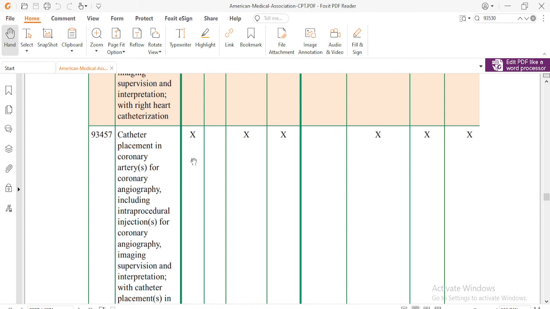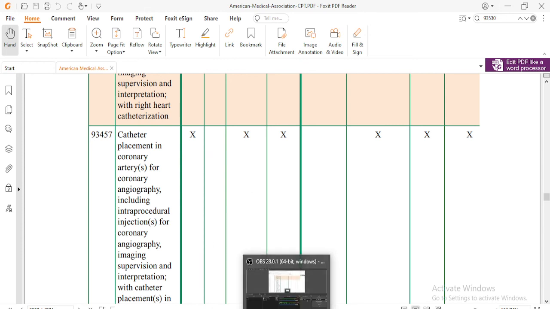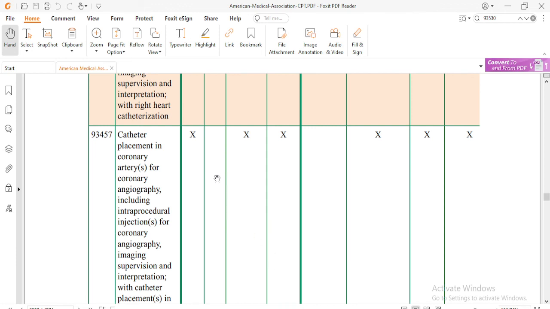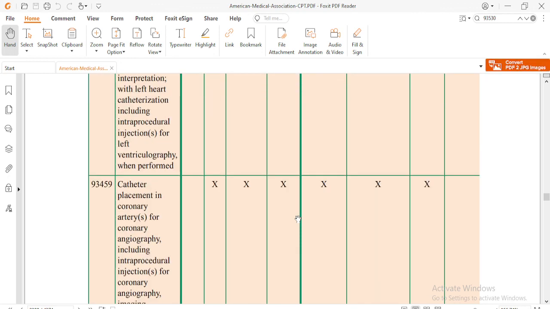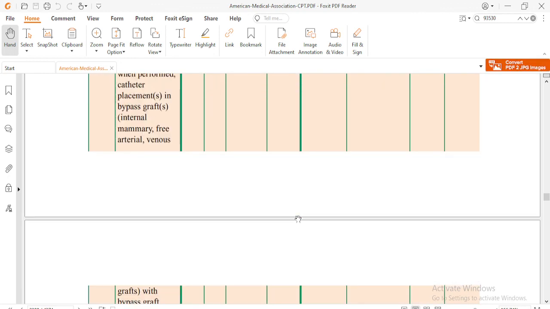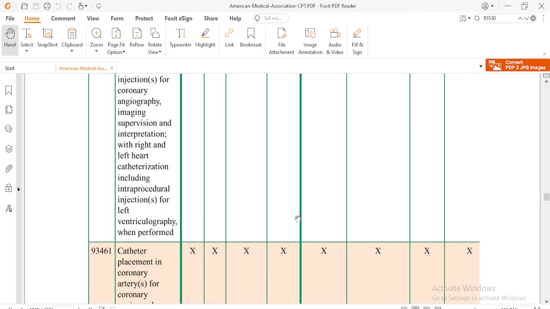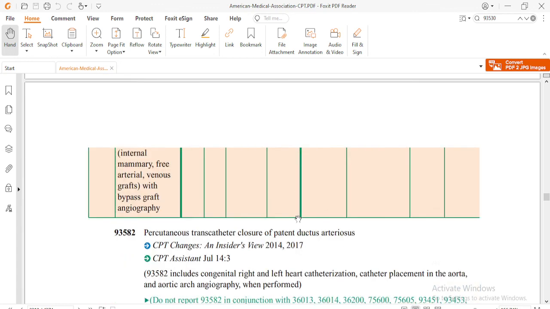Here, right heart, coronary artery as well as bypass grafts. Along with all these three codes, we can use right heart catheterization here, coronary angiography here, bypass graft catheterization. Along with these three codes, we can use these three codes. Guys, these are self-explanatory. Please research this, which is included in our CPT book. This is very useful while coding.